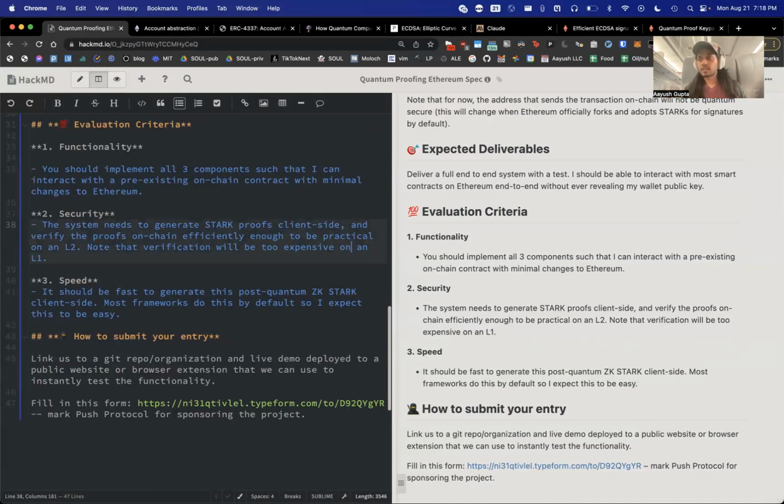And finally, one of the strengths of ZK Starks, especially compared to SNARKs, is that they're very fast to generate. This is changing a little bit with more recent schemes, such as folding schemes, or things like Lasso and Jolt. But regardless, Starks should still be pretty fast client side. So I expect speed to be quite good. You should, in the ideal case, be able to run this on a mobile phone as well.